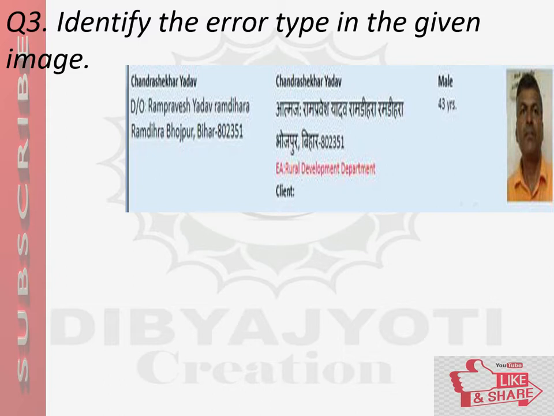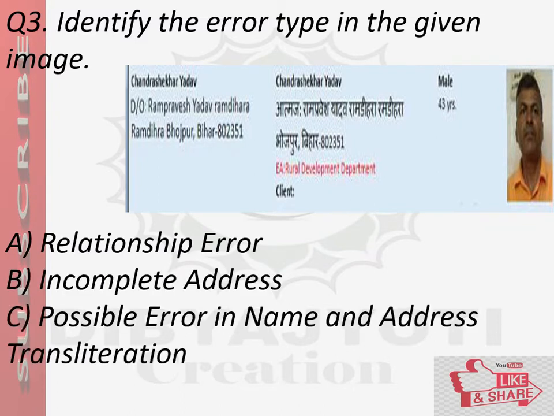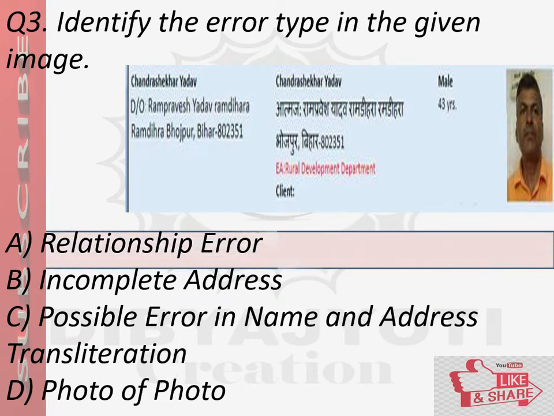Then question number 3, identify the error type in the given image. Options are: Option A, relationship error. Option B, incomplete address. Option C, possible error in name and address translation. Option D, photo of photo. And the answer is option A, relationship error, because there is daughter of Ram Pravesh Yadav.